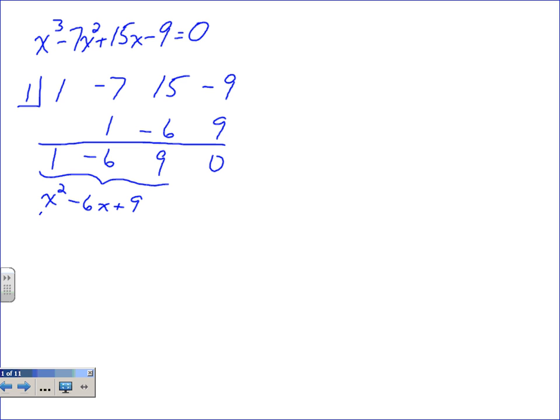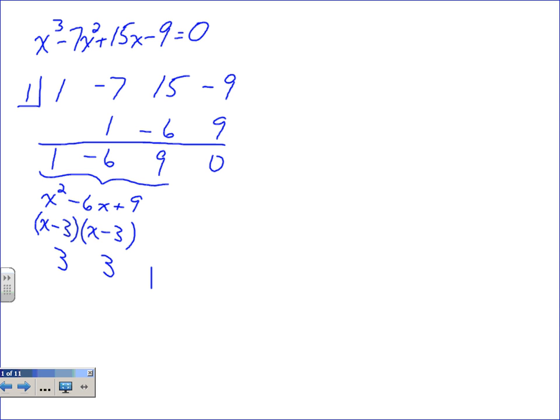Okay? And it factors into x minus 3 and x minus 3. So what are the other two zeros? Because we know there's going to be 3, because it's an x cubed. 3 is a 0. And then, looking at the graph, we saw that 1 was also a 0.